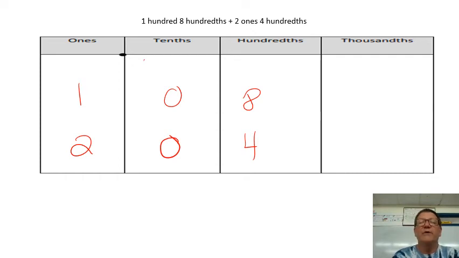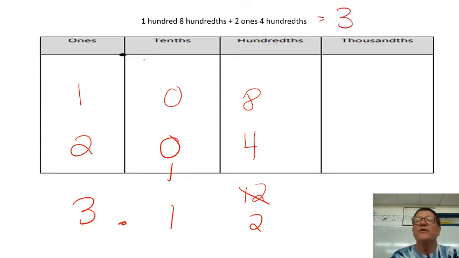Now, we add them up. 8 and 4 is equal to 12. But we can't put 12 in one place value, so we have the 2 and we have to regroup the 10. And that ends up being 1 and 3. So we end up with, which equals 312 hundredths.